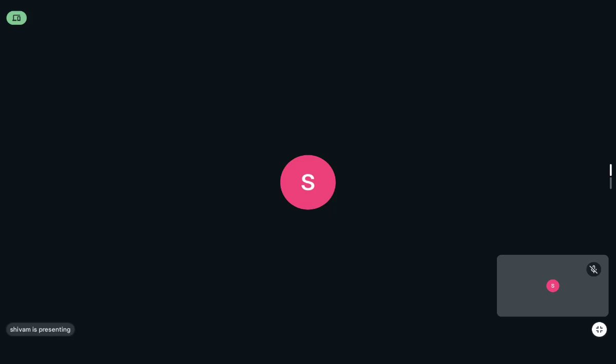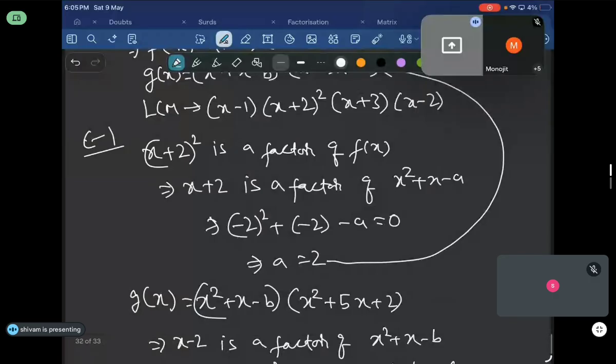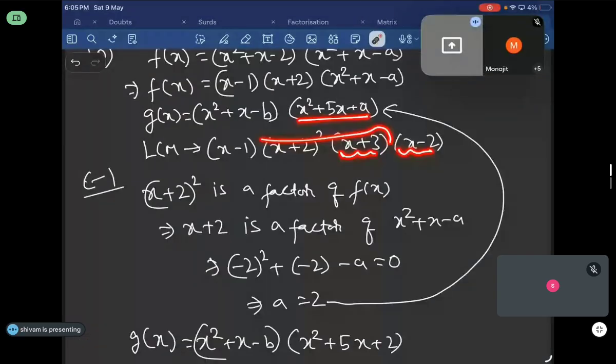Sir, we could have discarded it earlier also because in g of x it could not be factorized when a equal to 2. Yes, but actually the problem is these cannot be factorized. But it could have happened that x plus 3 into x minus 2 is a factor of this expression. Are you getting? Yes, that's why I had to check once. This kind of question can come in all of those. Okay, next.